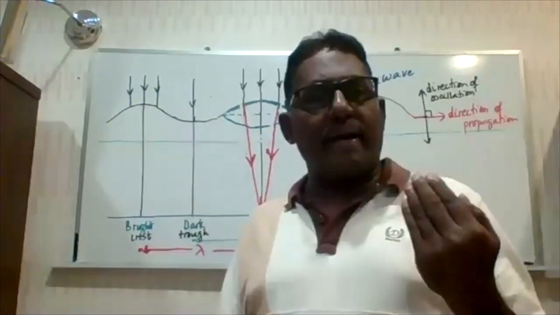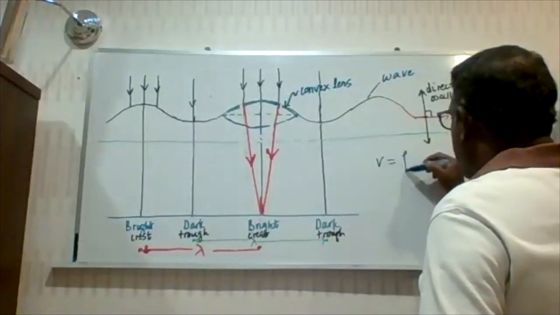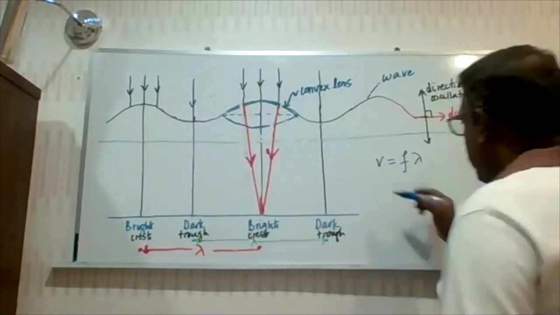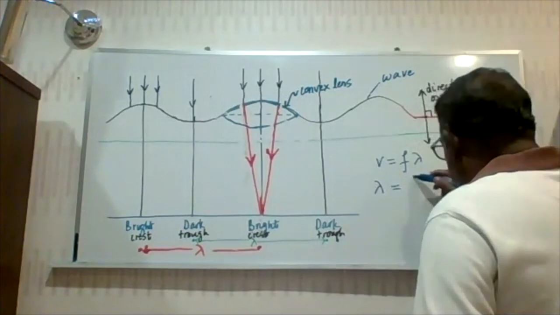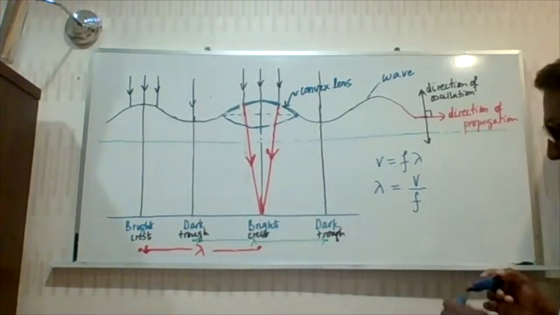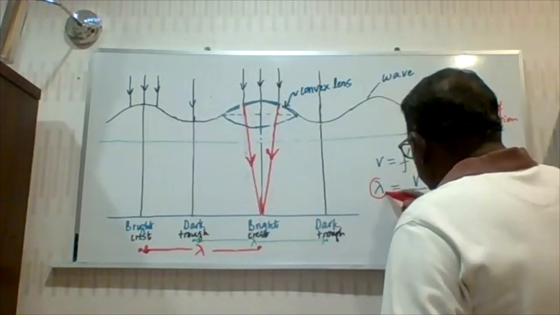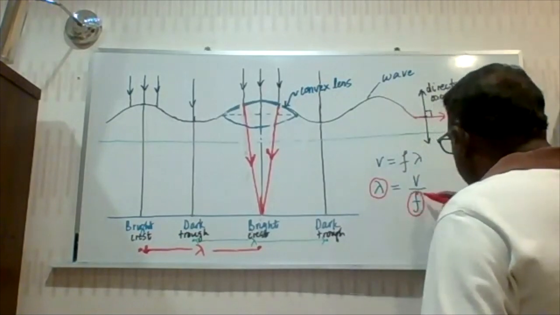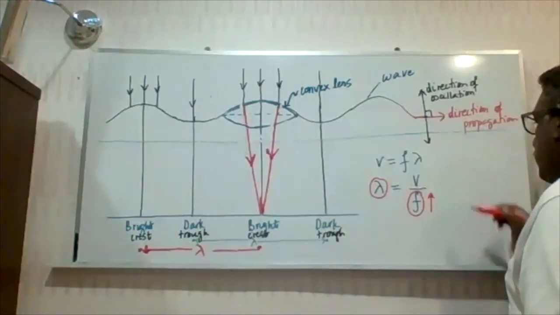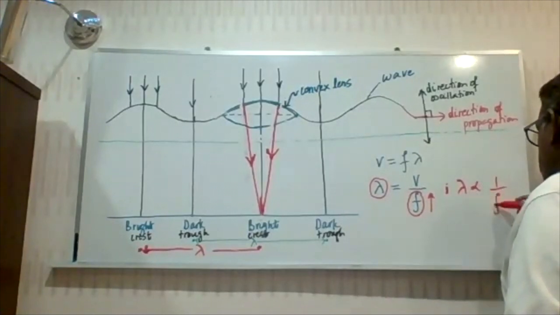If you look back at your knowledge, you'll find that the relationship that relates them is v equals f lambda. The examiner is asking what happens to the wavelength, so make wavelength the subject. This is how you should pen it down. They are asking you for the relationship between the wavelength and the frequency. So what happens when the frequency goes up? Very clearly you can see the relationship is inversely proportional.